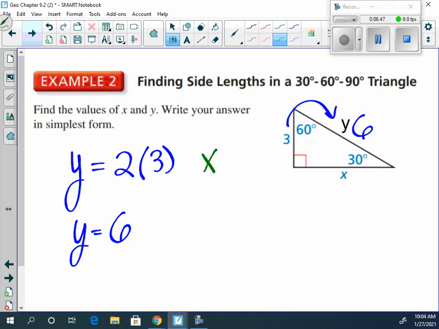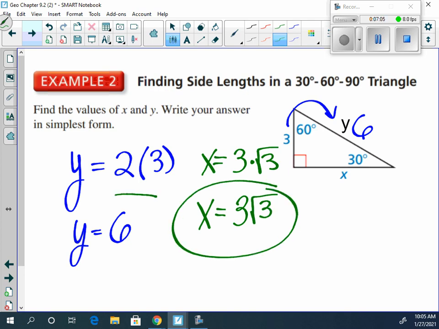Now, if I want to get the side opposite 60 degrees, well, what do we do? We take the shortest side and multiply it by the square root of 3, which will give us what? 3 square root of 3. And that's it. So whenever we're given the shortest side, the side opposite 30 degrees, to get the hypotenuse, we multiply it by 2. To get the side opposite 60 degrees, we multiply it by the square root of 3. Questions on this here? We're ready for the next one.